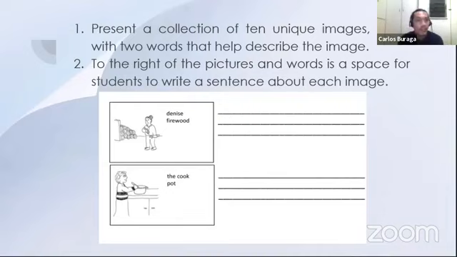Present a collection of 10 unique images. Okay, I just included two here, but we have to present 10, each with two words that help describe the image. Okay, for example, in number one, we have the first picture, we have Denise and firewood. Okay, and to the right of the pictures and words is a space for students to write a sentence about each image. So sasabihin sa mga bata, here is how we do this one.